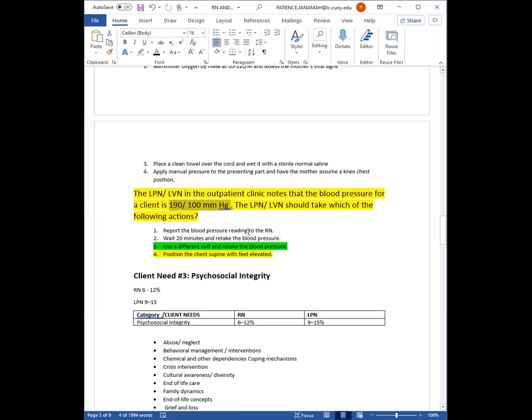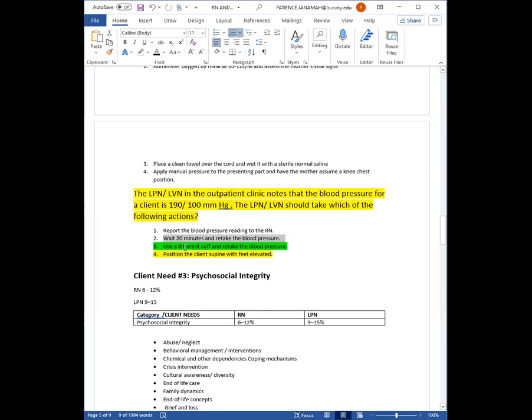You report the blood pressure readings to the RN, or you wait 20 minutes and retake the blood pressure. Before you finish waiting, whatever complication was going on would have happened. That's a do nothing response. So waiting 20 minutes is a do nothing response. Take notice of those do nothing responses and let them be the first ones you kick out.